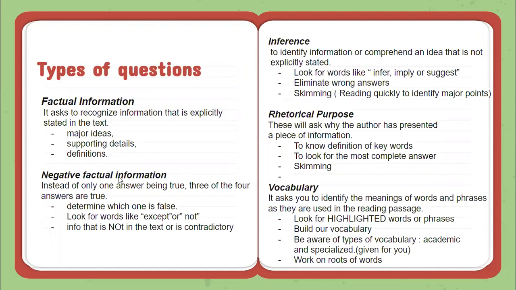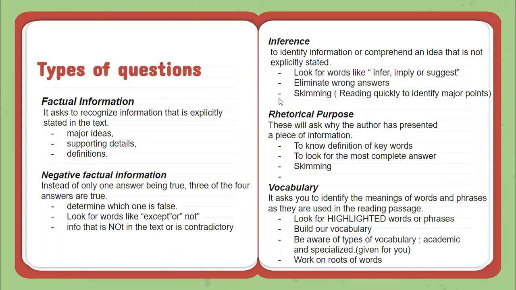What about the negative factual information? Instead of only one answer being true, 3 of the 4 answers are true. So what you have to find is the answer that is not correct. You have to determine which one is false. Look for words like except or not in order to identify these kinds of questions, and look for information that is not in the text or is contradictory. Remember that.